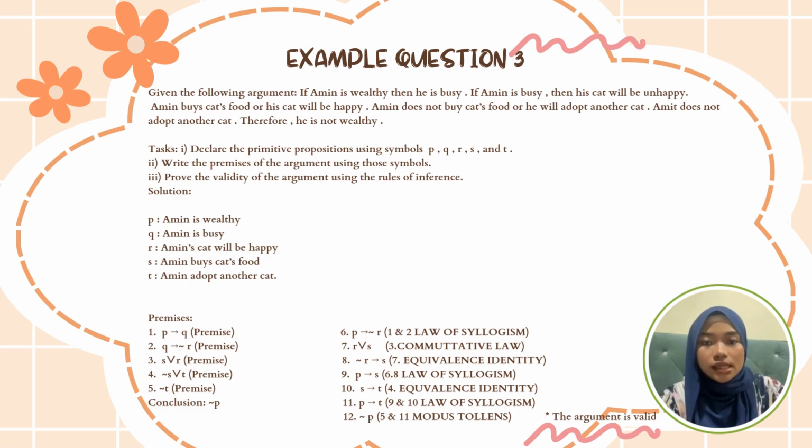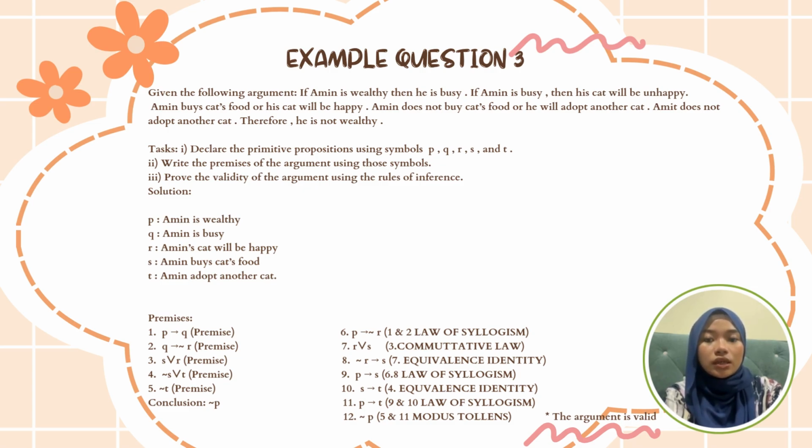The third step is we use equivalence identity. So we get the negation R implies S. The fourth step is we use law of syllogism. We get P implies S by premises 6 and 8.